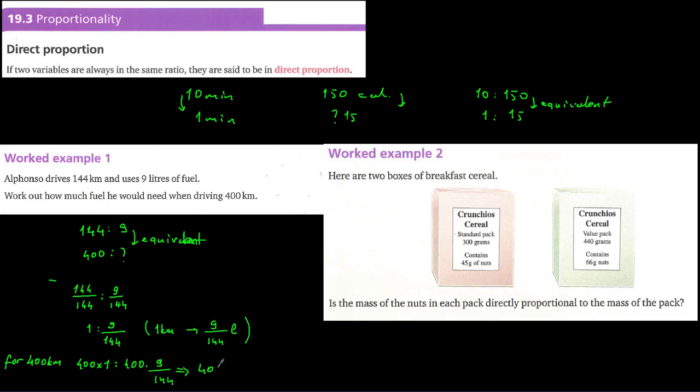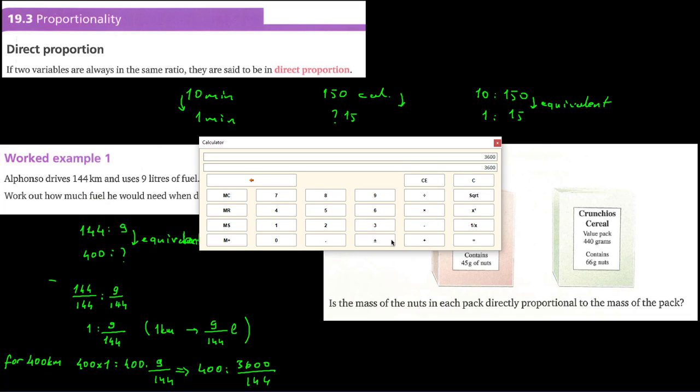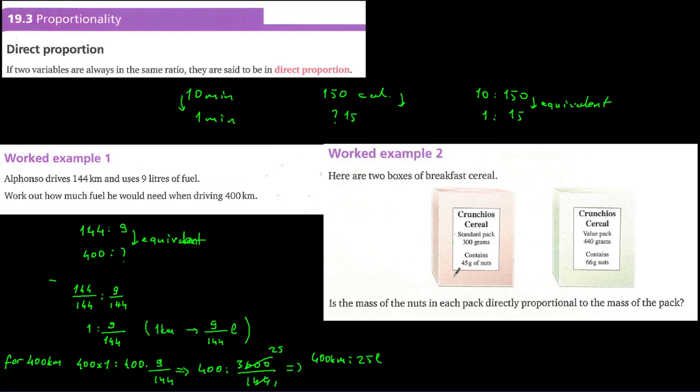So for 400, it's going to be 9 times 400, which is 3600, divided by 144. So these are the liters, 3600 divided by 144. If I use the calculator, 3600 divided by 144 is equal to 25. So for 400 kilometers I need 25 liters of fuel. This is the way to solve this kind of question. The second question we will solve in the class. This will be an exercise for us.